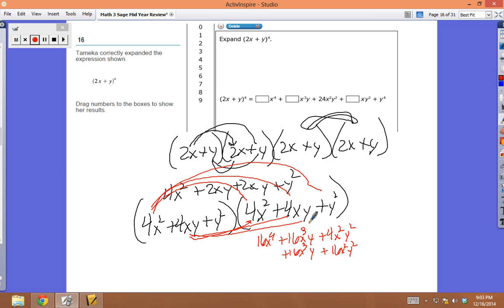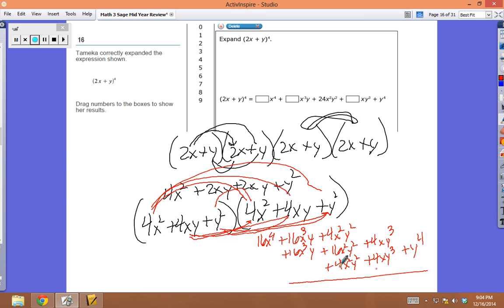And then 4xy times y squared is going to be 4xy cubed. And then the last ones, a y squared times a 4x squared is 4x squared y squared. A y squared times a 4xy is going to be 4xy cubed. A y squared times a y squared is going to be a y to the fourth.